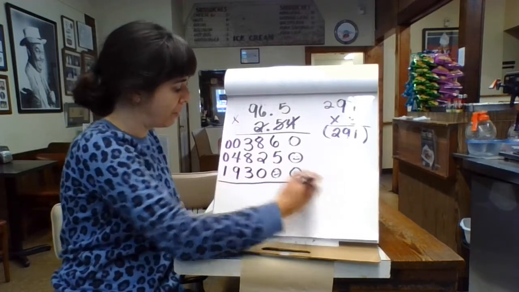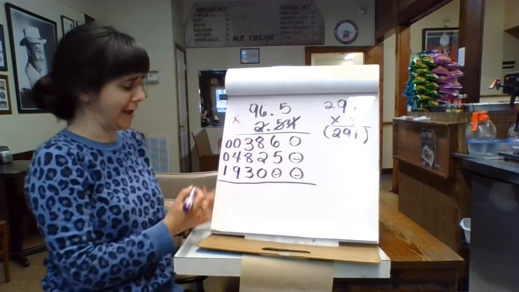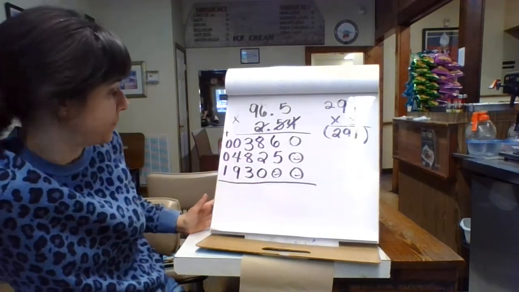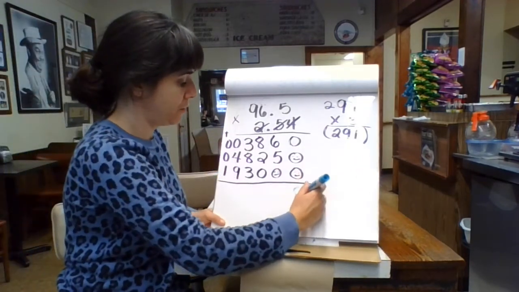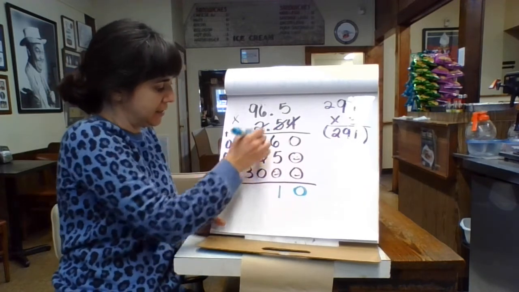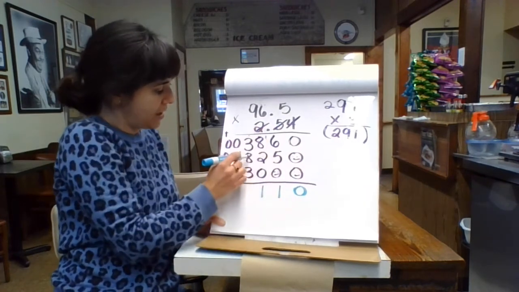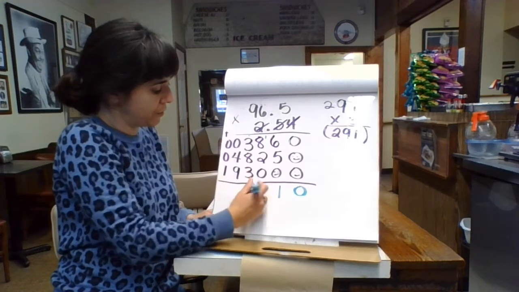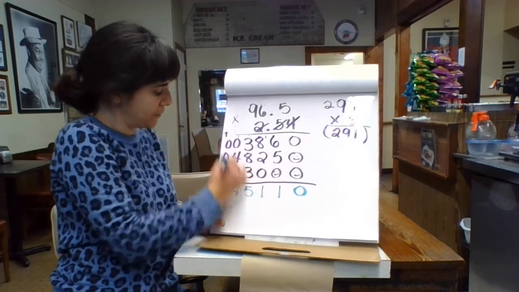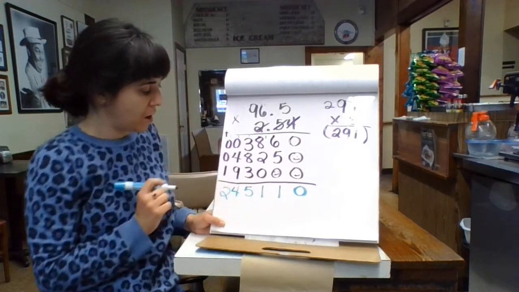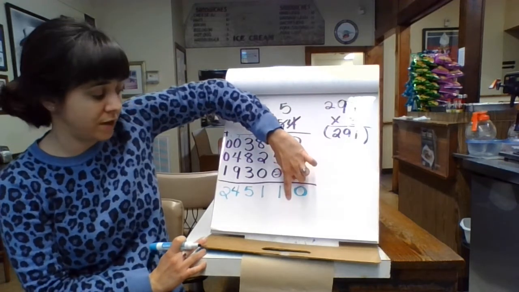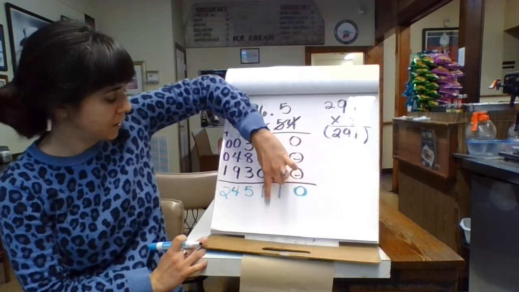Okay, I'm going to take my partial products and I'm going to add those. I don't have room for my symbol, but I'm going to add those. Okay, now, based on my estimation, the decimal here, that's going to be 24,511.